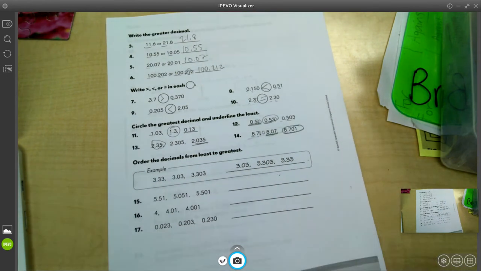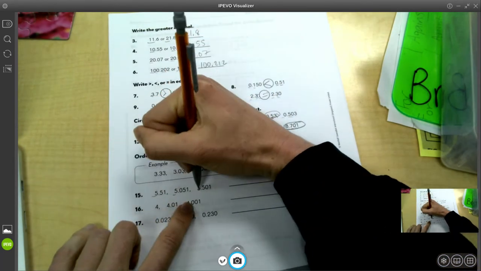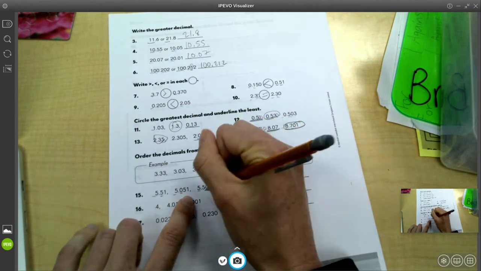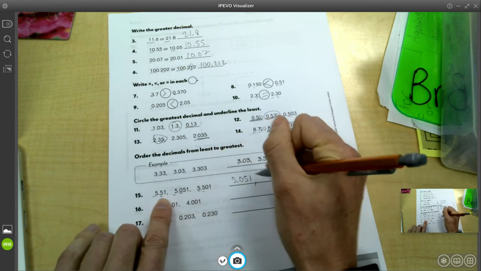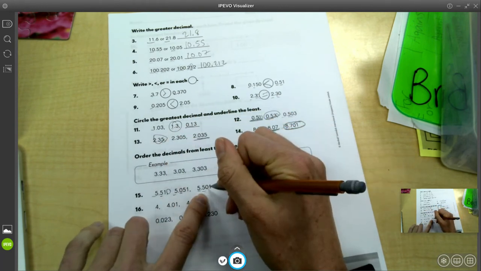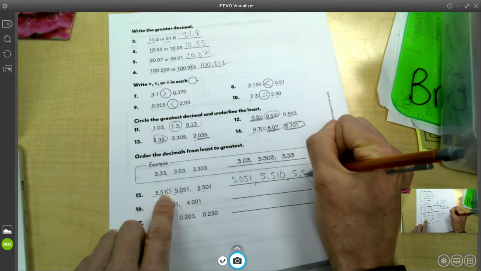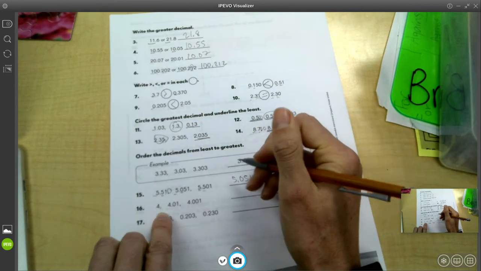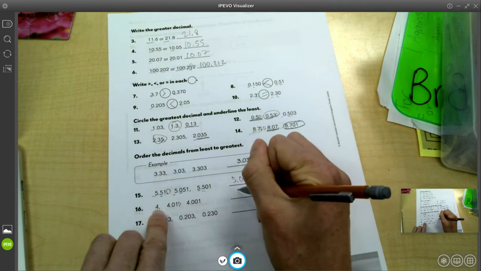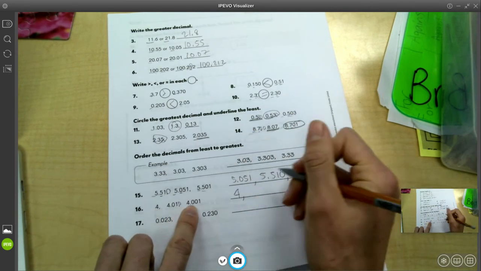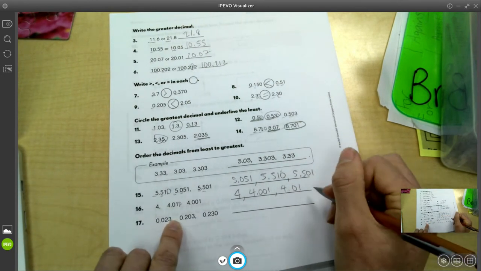All right, order the decimals from least to greatest. 5, 5, 5, same. 5, 0, there's the least. Then 5.051. Next is 5.510, and then 5.501. If it helps you to put the zeros there, then do it. This is going to be my least because it has no extra little pieces. This has a tiny extra little piece, and this has a slightly larger extra little piece.